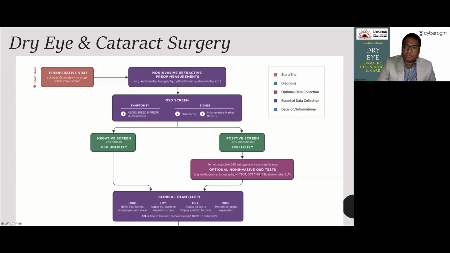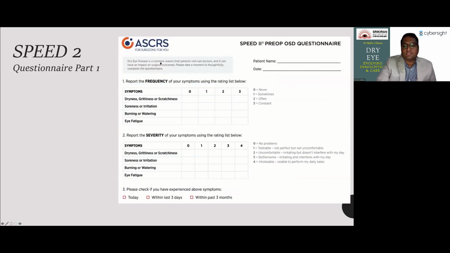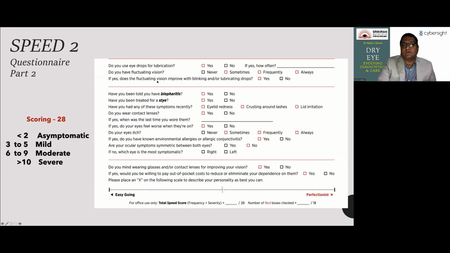And then this is the first part of the questionnaire. Again, this is mostly about symptoms. The second part is more about the lid conditions and the symptoms that the patient is having during day and night. So depending upon the score, if the scoring is around 28, the more number of red boxes the patient ticks, we have to be careful.